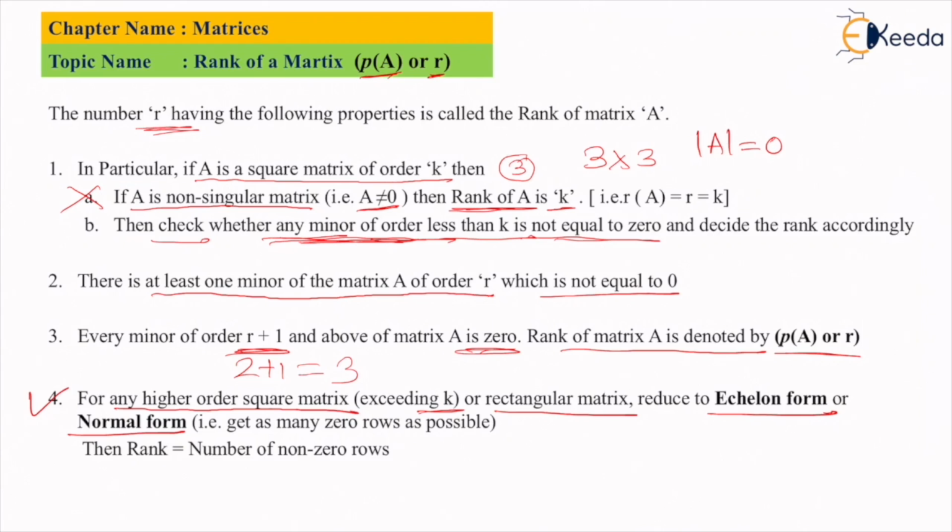Now, what is that? To understand it, we'll see the next video. Here I'll just give you a brief intro. There we get as many zero rows as possible. Rank is normally given by the number of non-zero rows. So this is one of the very wonderful and the easiest methods to find out the rank of a matrix. So guys, whenever you have a rectangular matrix or any square matrix of order greater than 3, then it is recommended to find out the rank by using the echelon form or converting that matrix to the normal form.